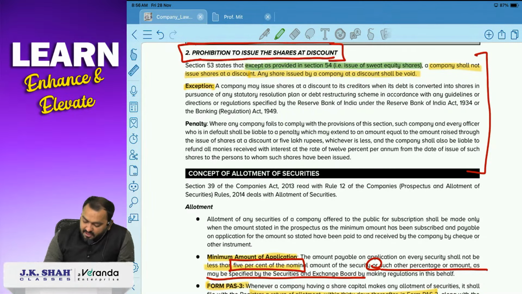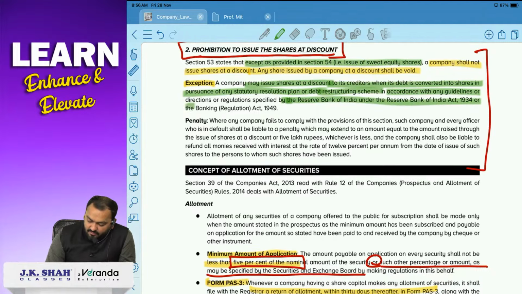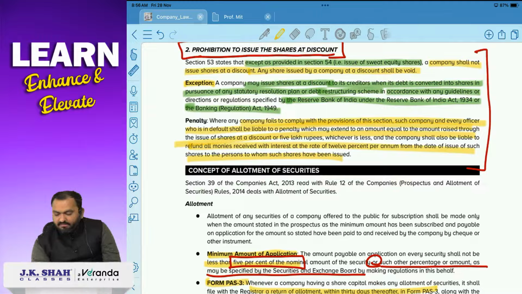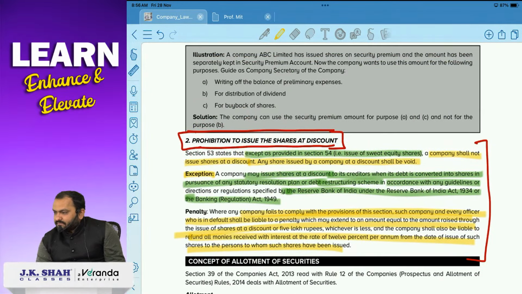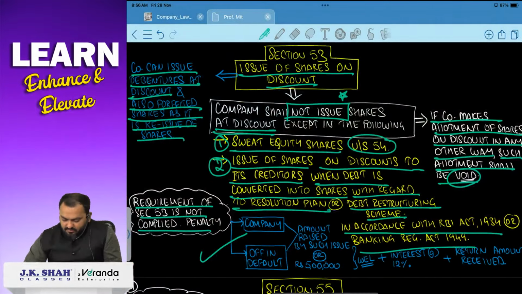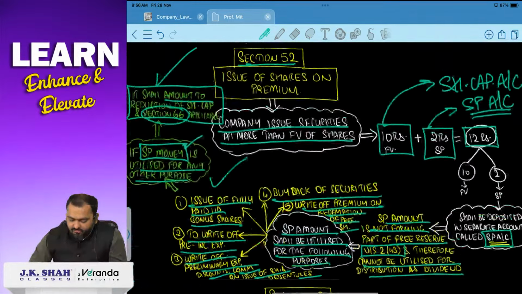And the second exception is the company is issuing shares at discount to its creditors where the debt is converted into shares as per a debt restructuring scheme, right? As per the directions or regulations by RBI under the RBI Act or Banking Regulation Act. And if the company fails to comply with the requirement of the section, there is a penalty. Very simple. Everybody clear? Yes. Okay, so we're done with 52 and 53.